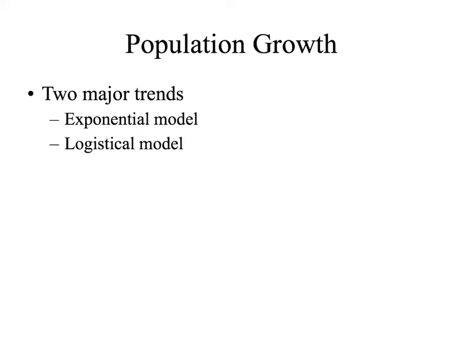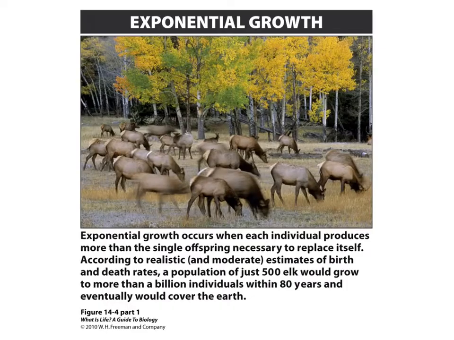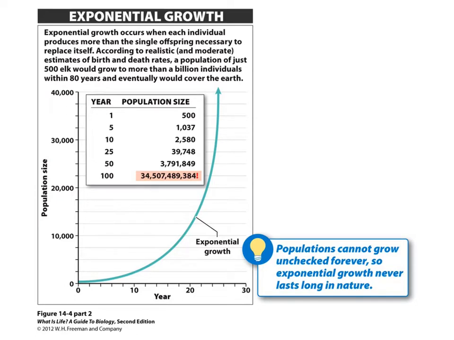Population growth rates lead us to two major growth trends. We can look at the exponential model and the logistical model of growth. Exponential growth occurs when individuals produce more offspring than is necessary to replace itself and its mate. Generally, this can occur for a time, and populations will increase rapidly, creating a J-like shape to the population growth chart. Here's an example of exponential growth.